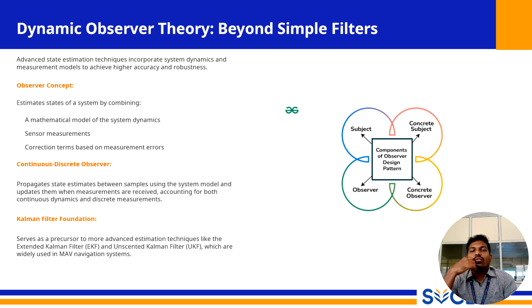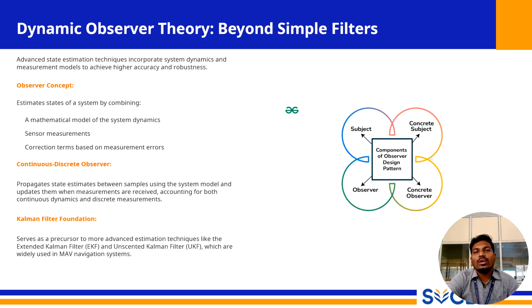The simple filters we just looked at are very useful for basic noise reduction, but they fall short when dealing with more complex problems like sensor drift and estimating unmeasured states. To overcome these challenges, we must move beyond simple filters and into the realm of dynamic observer theory. Advanced state estimation techniques incorporate system dynamics and measurement models to achieve high accuracy and robustness.